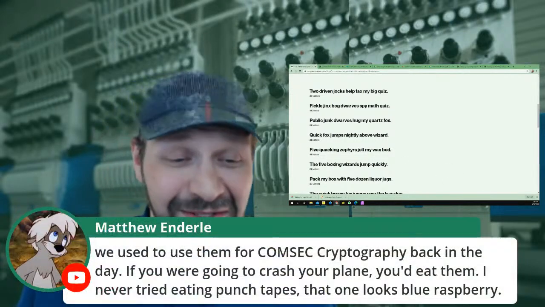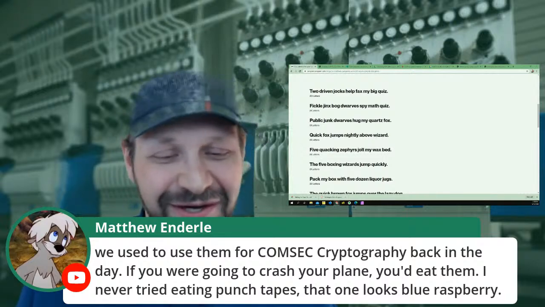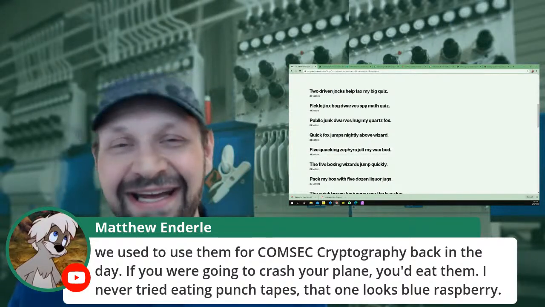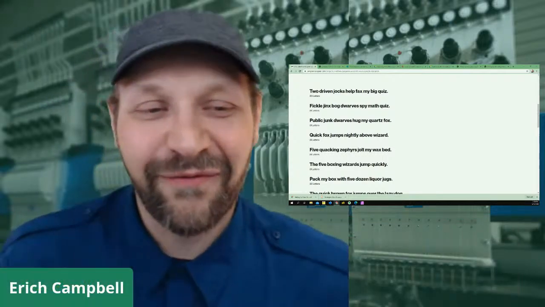Matt says, and this is interesting, we used to use them for cosmetic cryptography back in the day. If you're going to crash your plane, eat them. I never tried eating punch tape. That one looks blue raspberry. Yeah, it does look like forbidden fruit by the foot, doesn't it, guys? So yeah, forbidden fruit roll up.